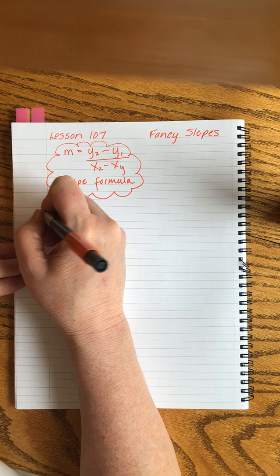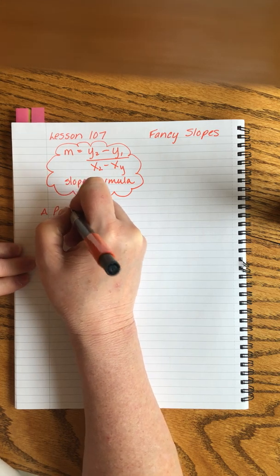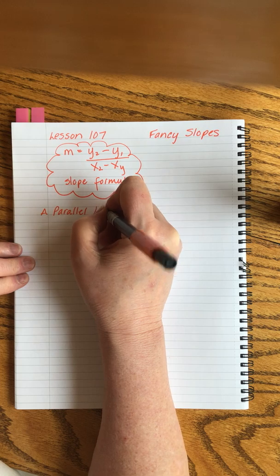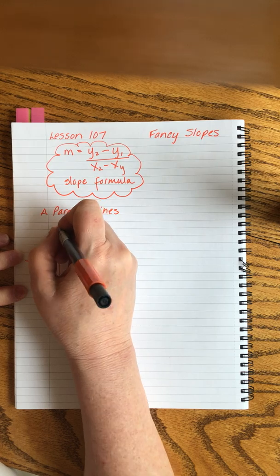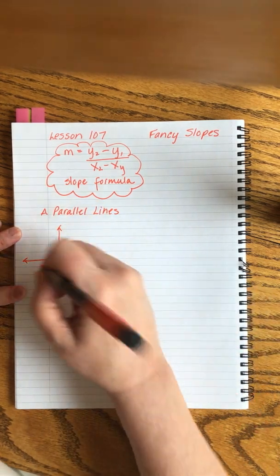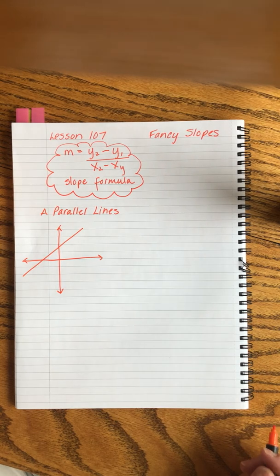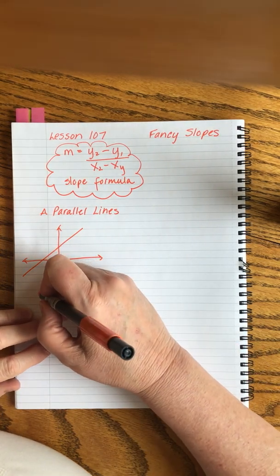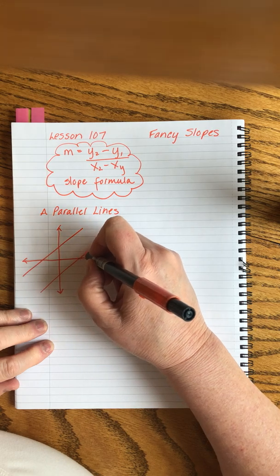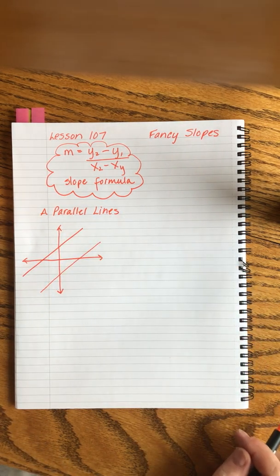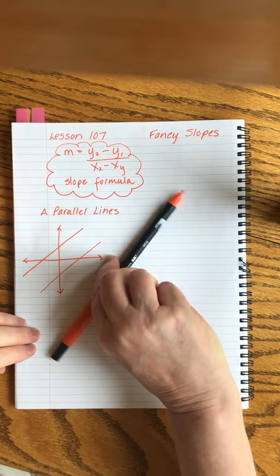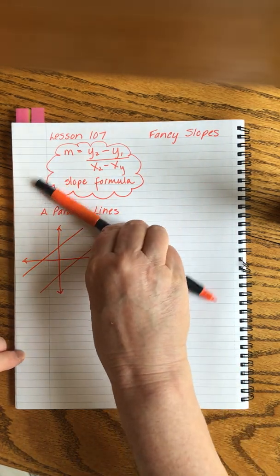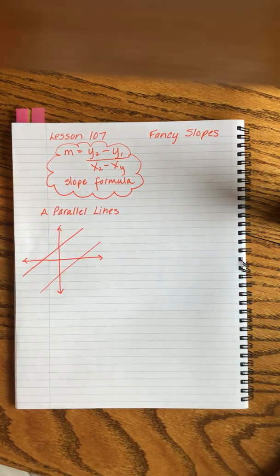Now, the first one is when we have parallel lines. And I'm going to draw you a little picture. Here's a graph. And I'm going to draw just randomly a line on it. And now I'm going to just randomly as well draw a line that is parallel to it. Okay? I'm trying to be as parallel as possible. Remember that the slope measures the rise over the run.